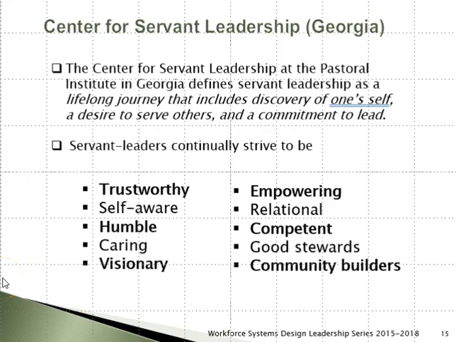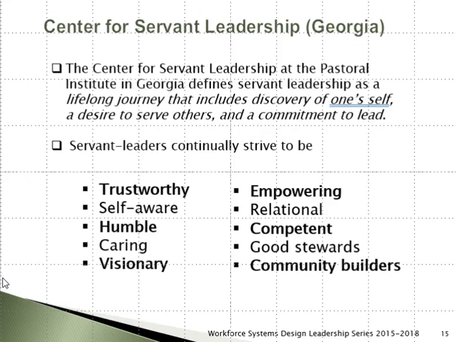The Center for Servant Leadership at Georgia, as part of the Pastoral Institute, defines servant leadership as a lifelong journey that includes discovery of oneself, a desire to serve others, and a commitment to lead.